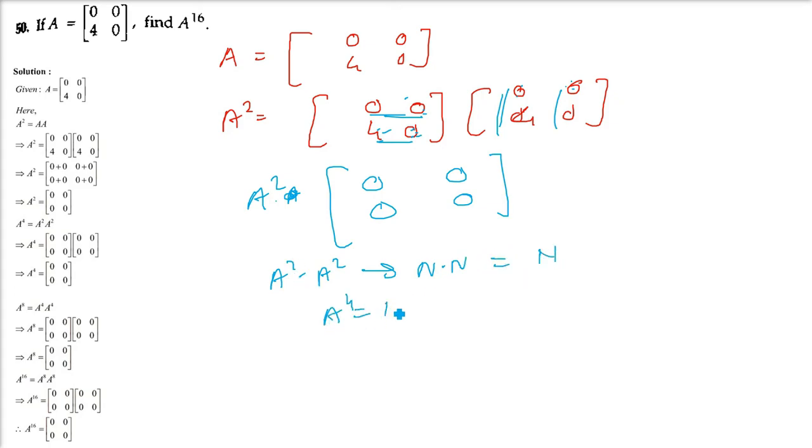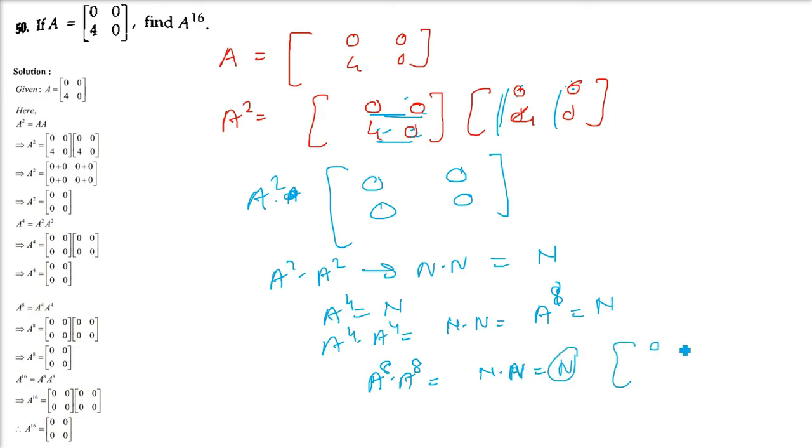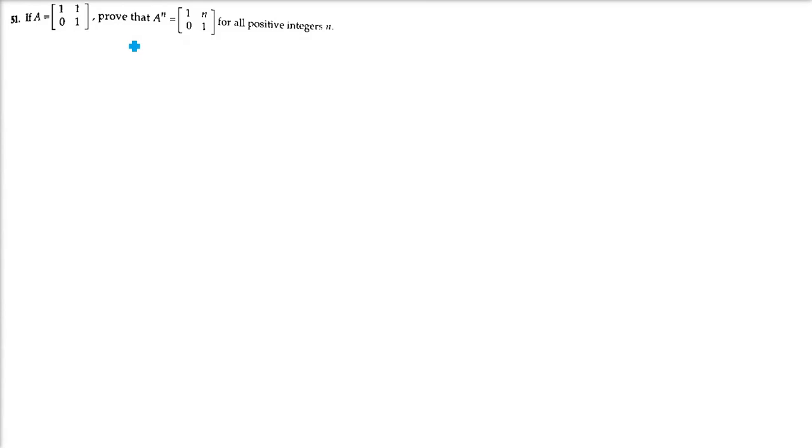A4 is null matrix. When you take A4 and multiply it with A4, because both are null matrix, what do you get? A to the power 8, that is null matrix. When you multiply A to the power 8 and A to the power 8, the powers get added, that is null matrix into null matrix. What do you get? A to the power 16, that is going to be 0. This question involves mathematical induction.